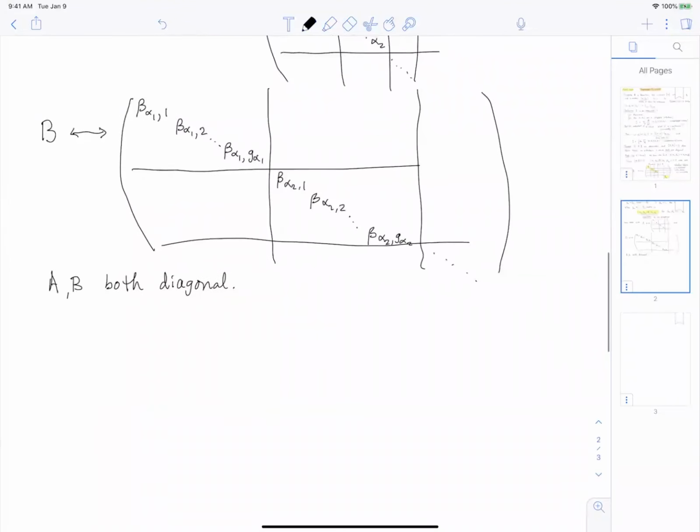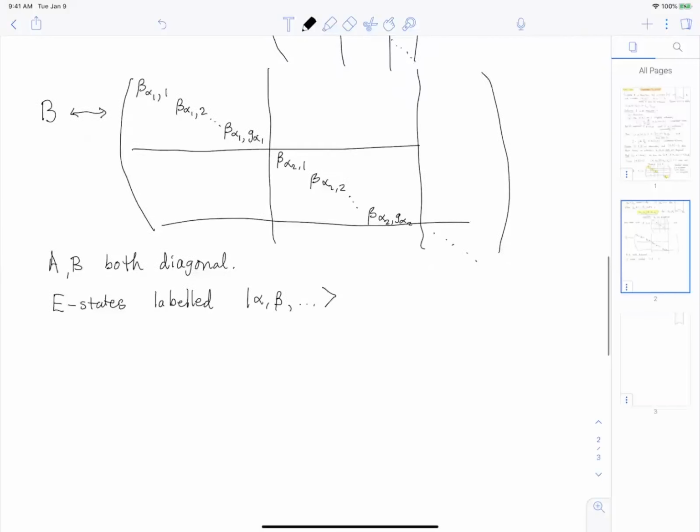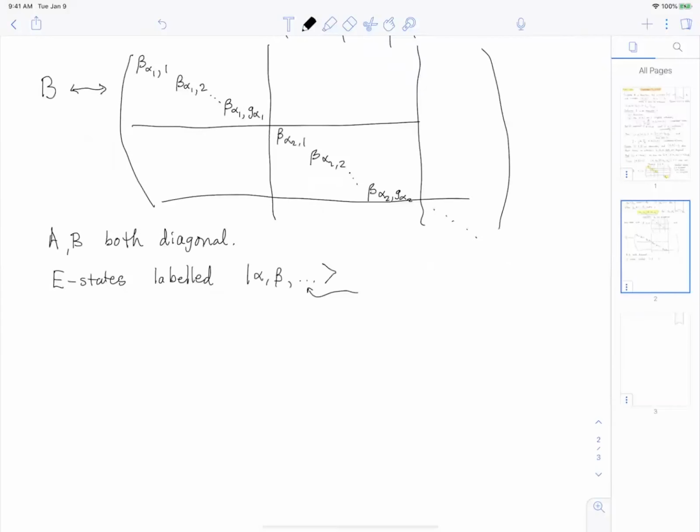Okay, so the eigenstates can be labeled now by alpha and beta, but then there might still be other information needed to distinguish them. So I'm writing dot, dot, dot here for other labels for any remaining degeneracies, which can occur.